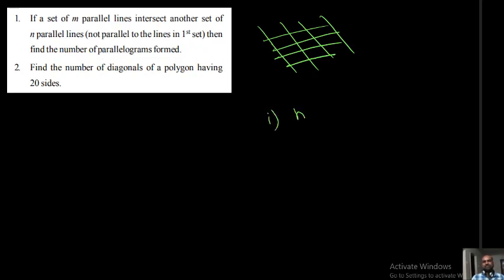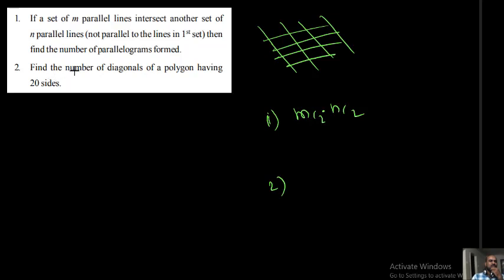Next example. If a set of m parallel lines is intersected by another set of n parallel lines, then find the number of parallelograms. Directly, I just now explained, MC2 into NC2 parallelograms exist. That is the answer. First problem.